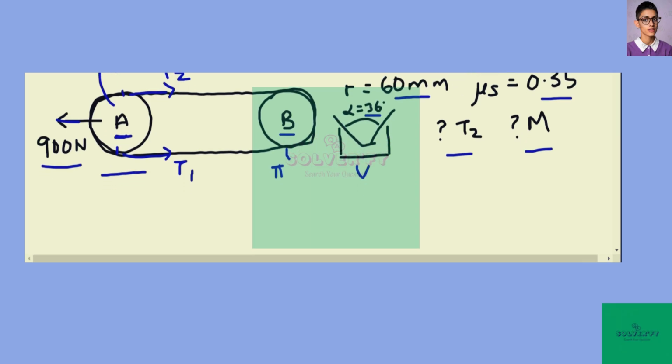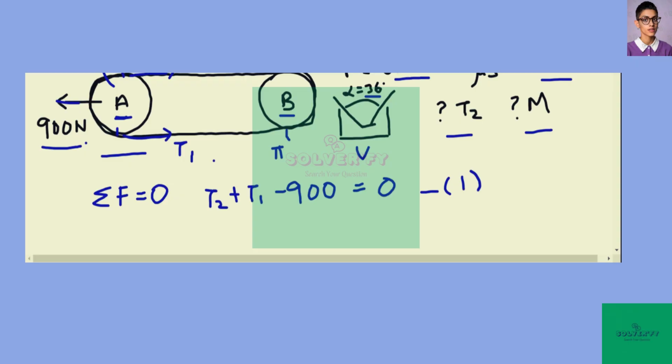So if you look at pulley A, we have three forces, T2, T1, and 900 newtons. So we can solve our force equilibrium equation. So we have that the summation of forces is 0, where we have T2 plus T1 minus 900 is equal to 0. So that's our first equation.